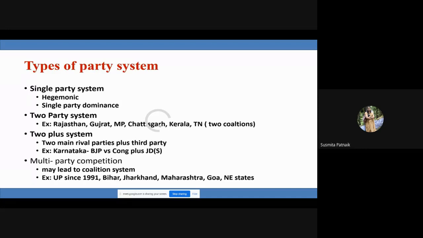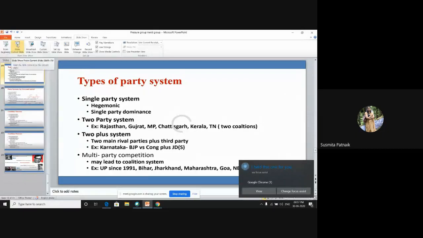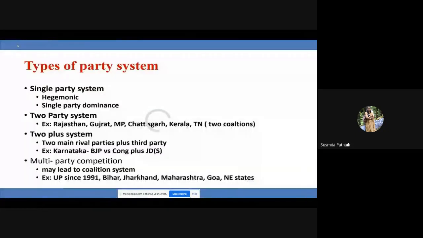Then the next is multi party competition. In multi party systems, what will happen? In the multi-party system, there are more than two parties.